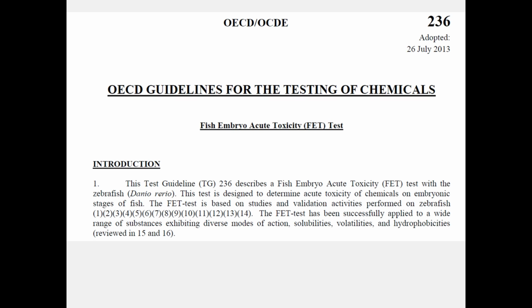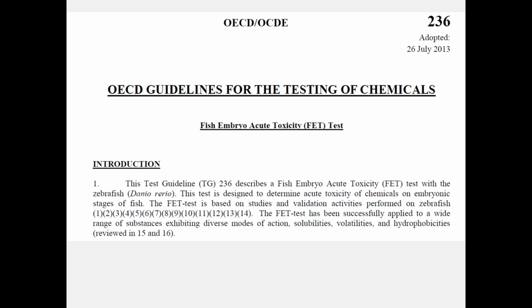But what I really want to highlight here is that one of the problems was that to get this test accepted, irrespective of the ring trial, there were some member states who did not agree that it should state that this was an alternative to the fish acute toxicity test. To get this test guideline accepted at the OECD level, it had to be removed from the introduction. So now, unfortunately, we have no reference to this being a direct replacement to the acute fish toxicity test.